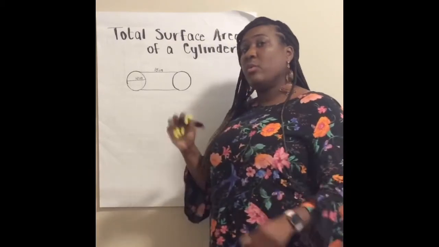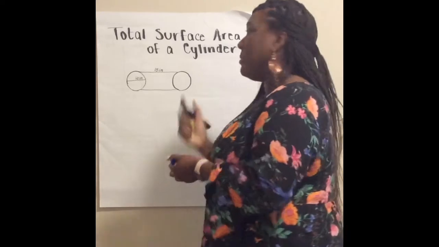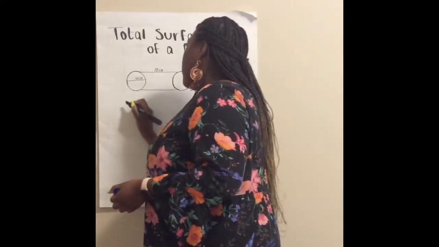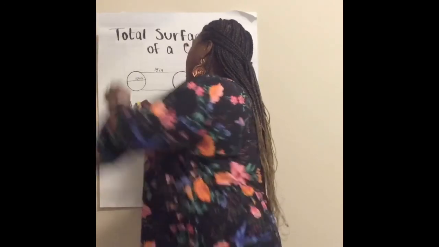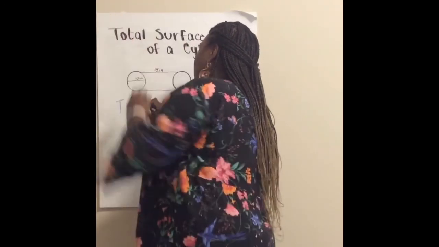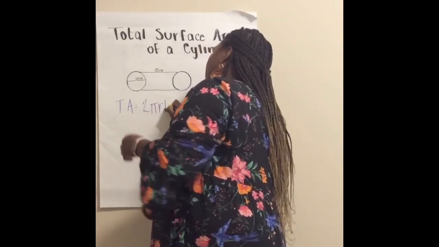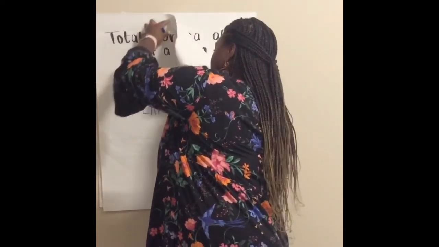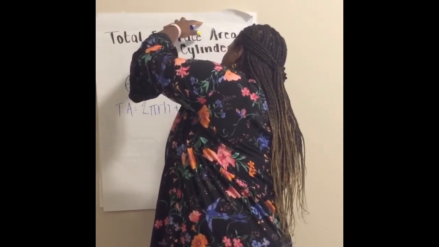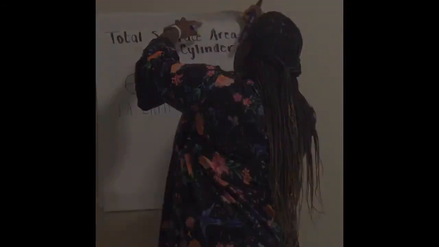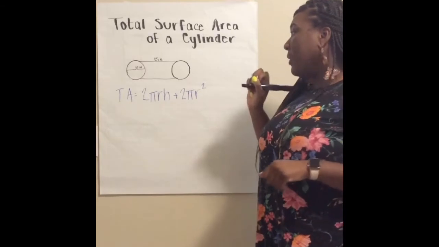The very first thing we always need to do is write the formula, guys. Write your formula. Your formula for total surface area, so we're going to put in TA, is 2 pi R H plus 2 pi R squared, okay? So we've written our formula, right? Let's identify what we have.